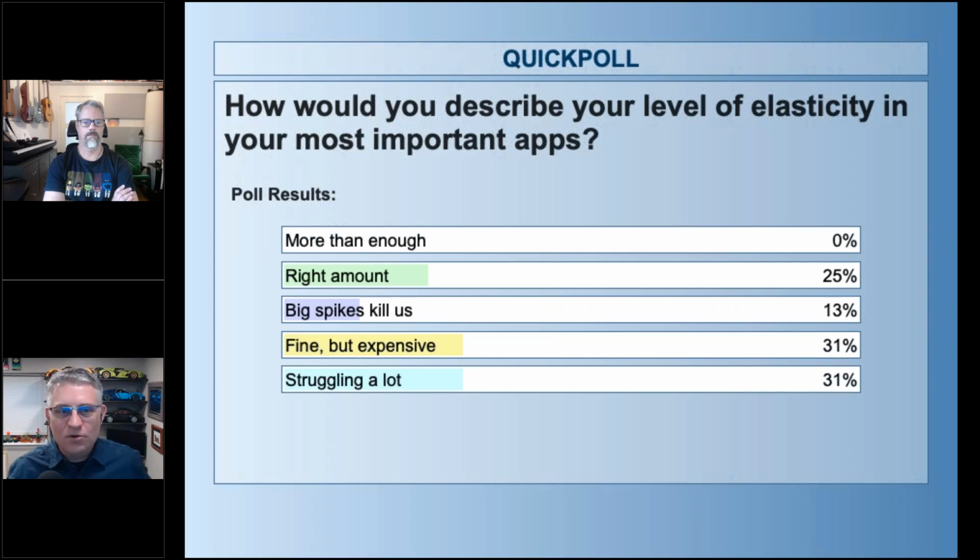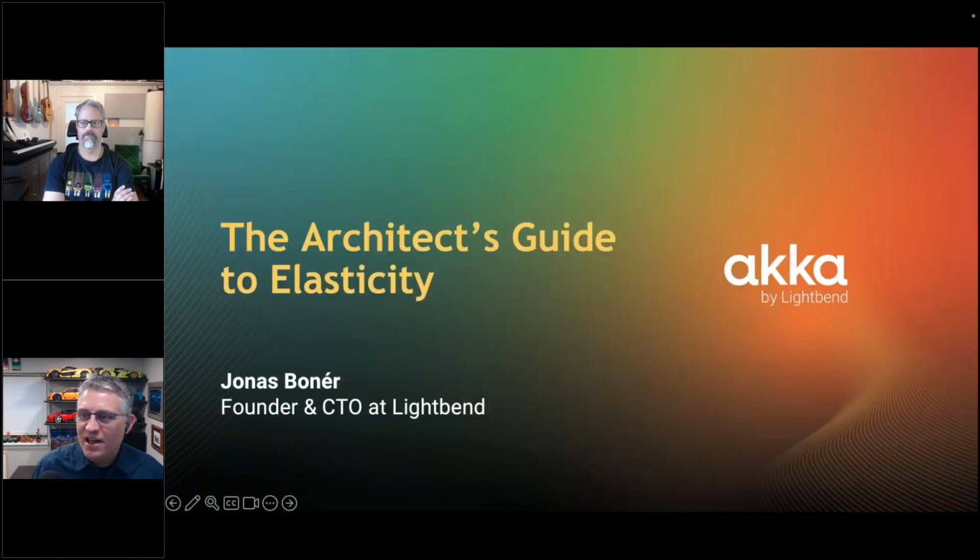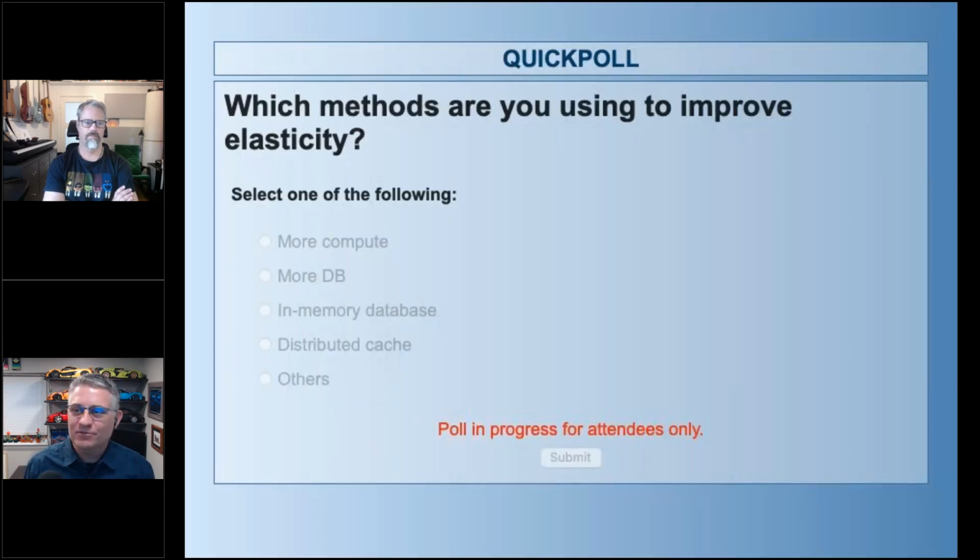Okay, so no one says they have more than enough. It's a good variety there, all over the board. So hopefully some information today will be helpful in your journey. The next question we have is coming up soon. What methods are you using to improve elasticity? Do you add more compute? Do you add more database? Do you have an in-memory database, distributed cache, or something else?